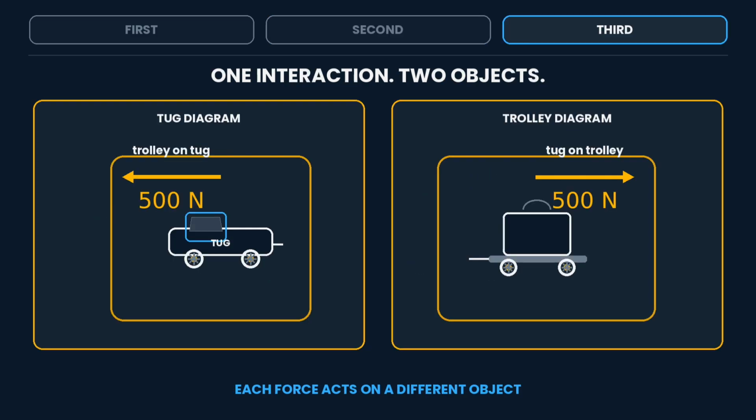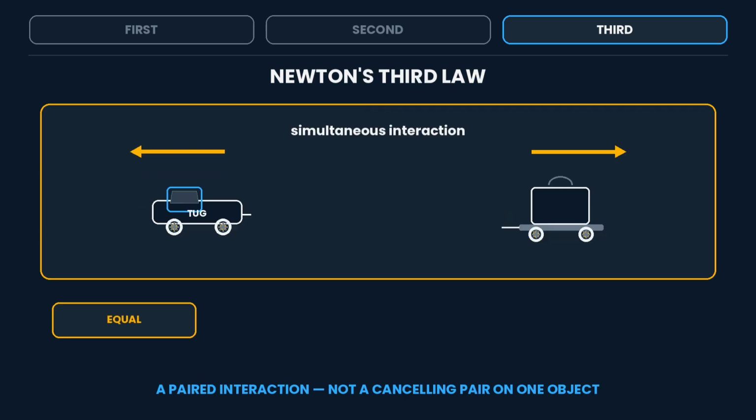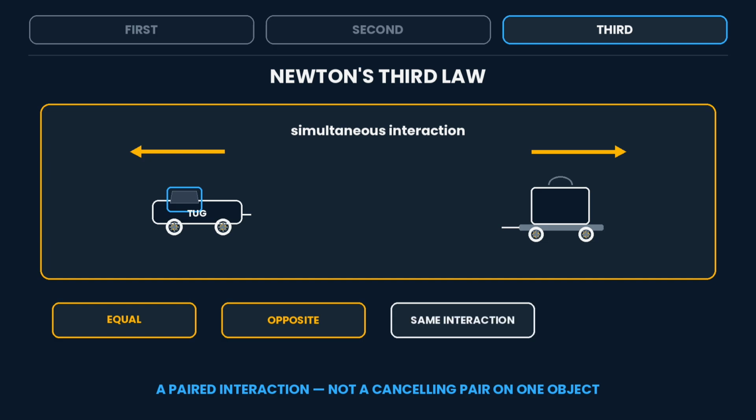Return to the two 500 newton forces. The tug's force acts forwards on the trolley. The trolley's force acts backwards on the tug. They belong on different free body diagrams. Newton's third law says that if object A exerts a force on object B, then B simultaneously exerts an equal and opposite force of the same type on object A. They are two parts of one interaction applied to different objects, so they can't cancel on either free body diagram.